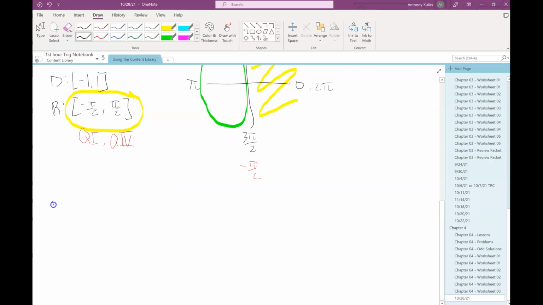So for cosine and tangent, we would do a similar process. I don't want to go through the process again for each of them because it's kind of the same thing. I'm just going to write down the inverses and make note of their domains and ranges.